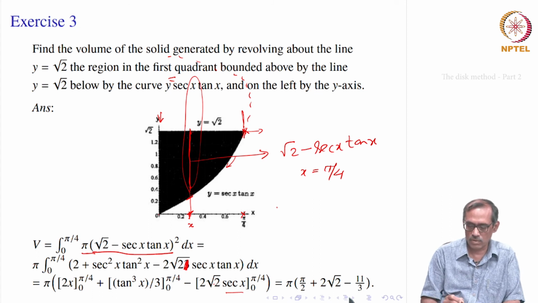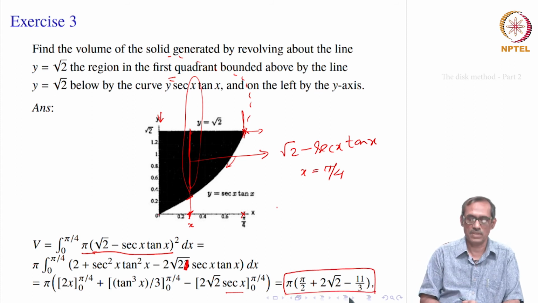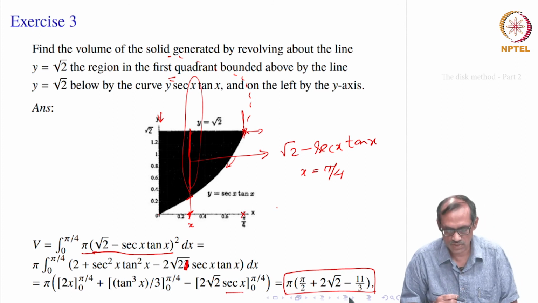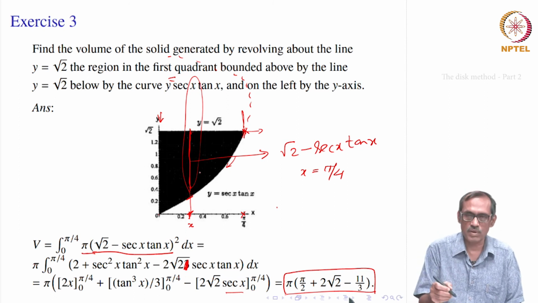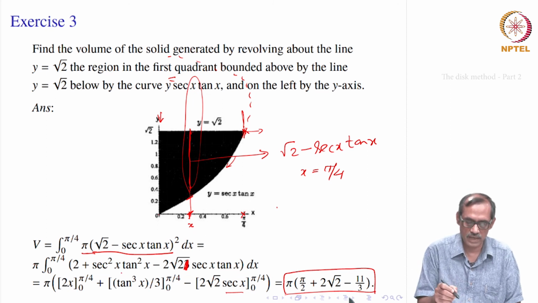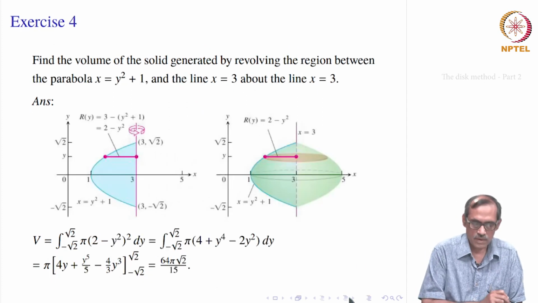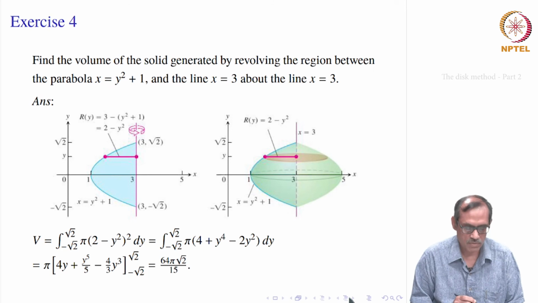Okay. So, that is how it looks, and they are to be evaluated from 0 to pi by 4 and then subtracted. So, that simplifies to pi times (pi by 2 plus 2 root 2 minus 11 by 3). So, you see it is pretty straightforward. Though it is called the disk method, always you have to think of the slice method, but the only thing is that the cross sectional area becomes a disk, that is why the name. Okay. Let us see the next problem.